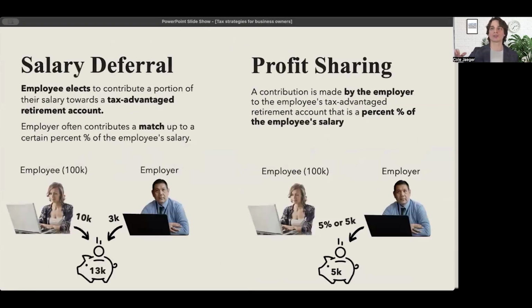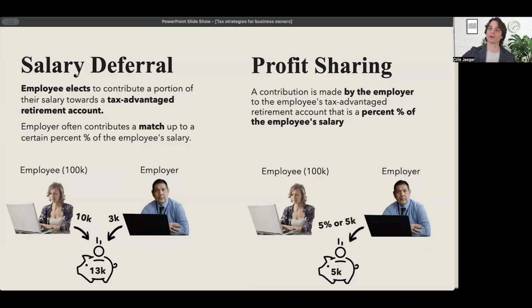Two key components to business retirement plans, especially 401ks, are your salary deferral and profit sharing. So these apply to both you and your employees. Maybe you're a W-2 employee who's unfamiliar with how your plan works. This also will apply to you.